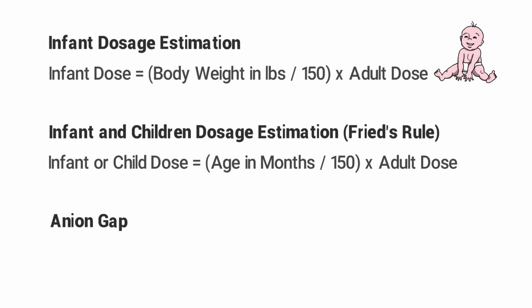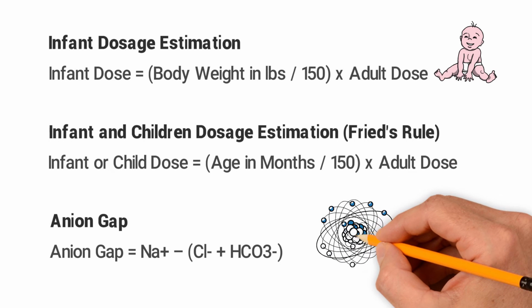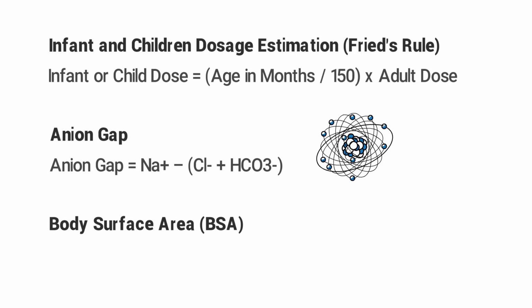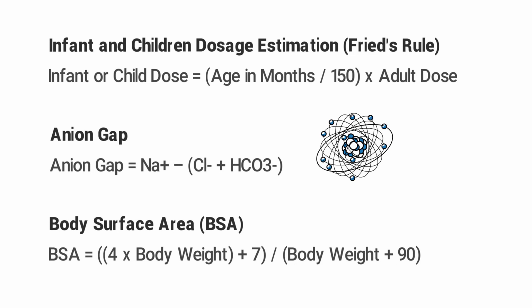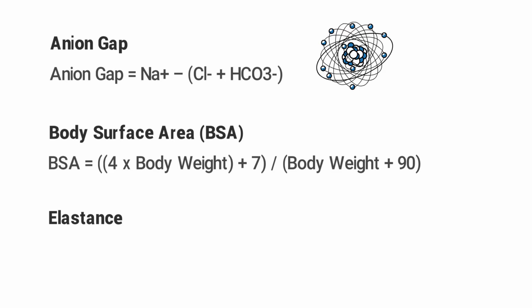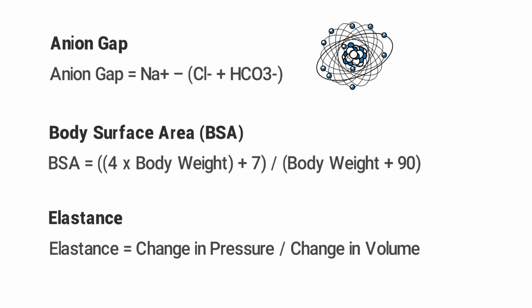Anion gap. This one's equal to sodium minus chloride plus bicarb. Body surface area. This is equal to 4 times the body weight plus 7 divided by the body weight plus 90. Next up is elastance. The calculation for elastance simply is the change in pressure divided by the change in volume.